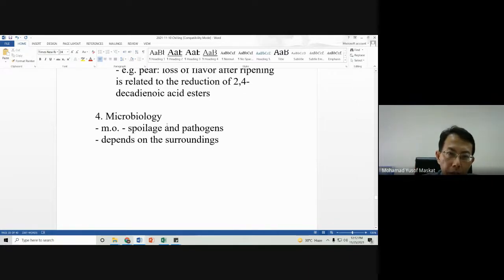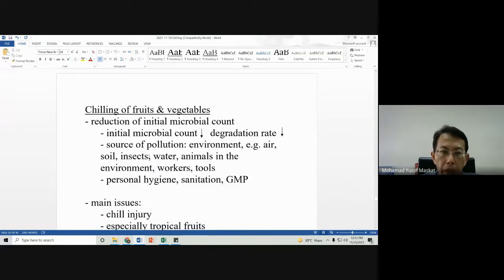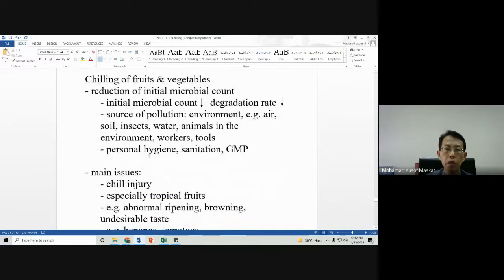And then microbiology, microorganisms. We have spoilage and pathogens. We have discussed this just now. It depends on the surroundings. How do we chill fruits and vegetables? Again, reduction of initial microbial counts. The lesser the better, the better the preservation.